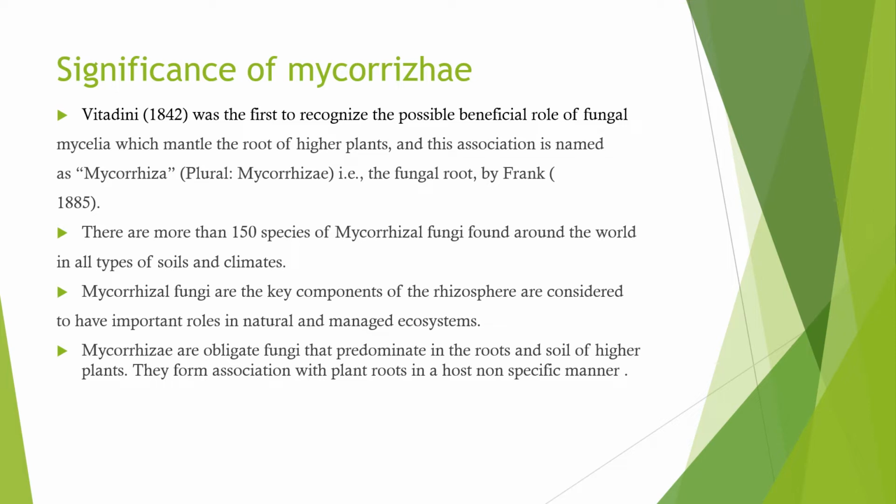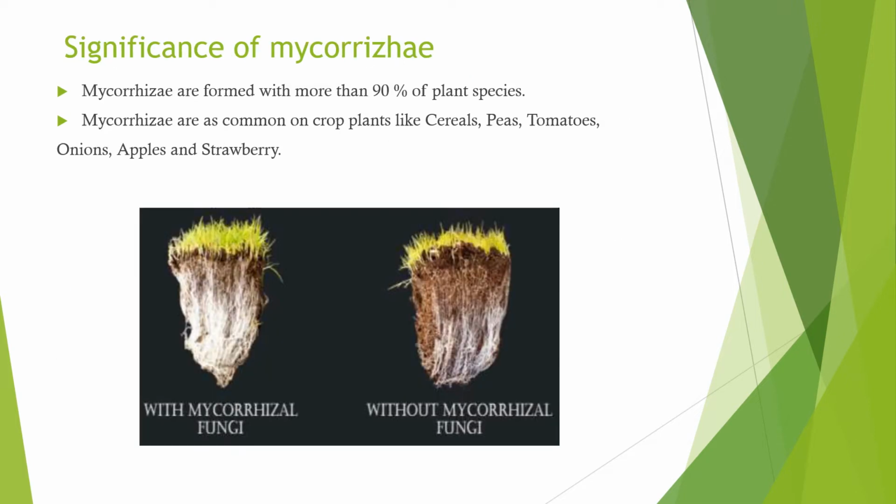Mycorrhizae are obligate fungi that predominate in the roots and soil of higher plants. They form association with plant roots in a host non-specific manner. Mycorrhizae are formed with more than 90% of plant species. Mycorrhizae are common on crop plants like cereals, peas, tomatoes, onions, apples, and strawberries.